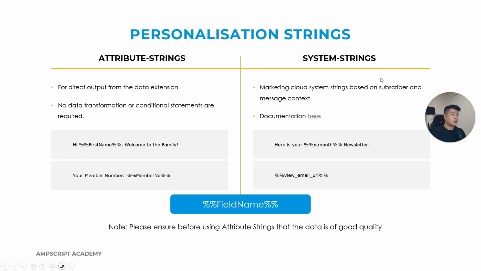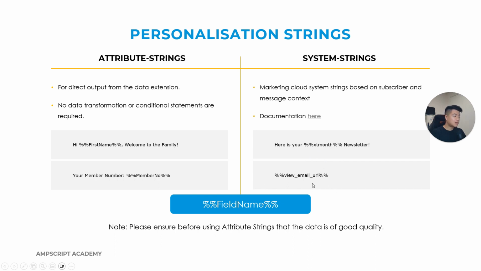In terms of system strings, not many people actually know there are backend personalization strings you can use and leverage for your email and SMS messages. These are Marketing Cloud system strings. They're not available in your sending data extension, but you can actually call and retrieve them in the email. I have a link here to documentation. There's a bunch of different system strings that you can use. An example here is recalling the month of the current date. So here is your month newsletter. It could be, here's your April newsletter, here's your June newsletter. That can be dynamic and it just recalls the actual month of the current time.